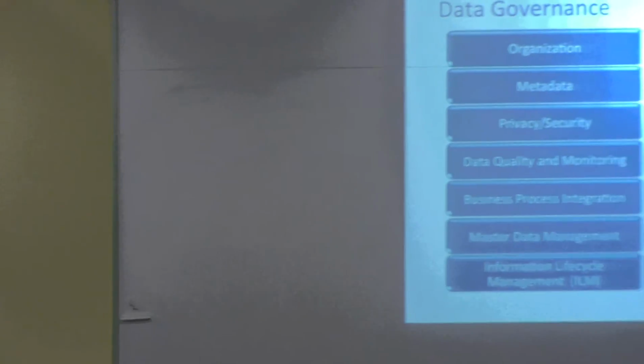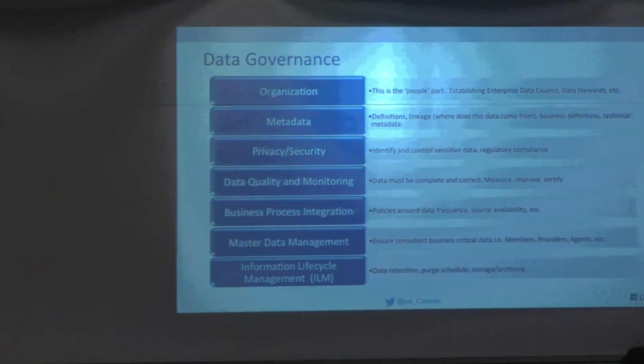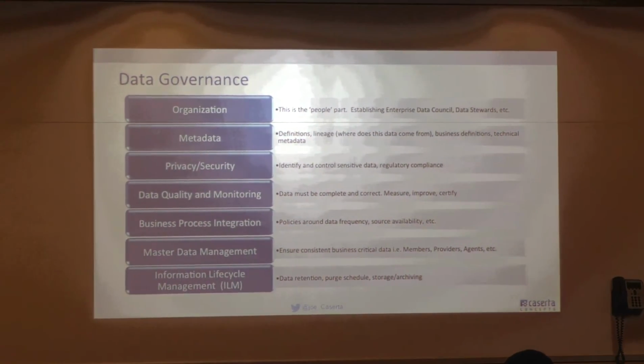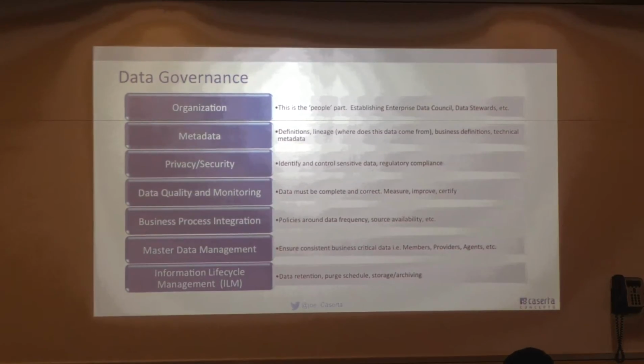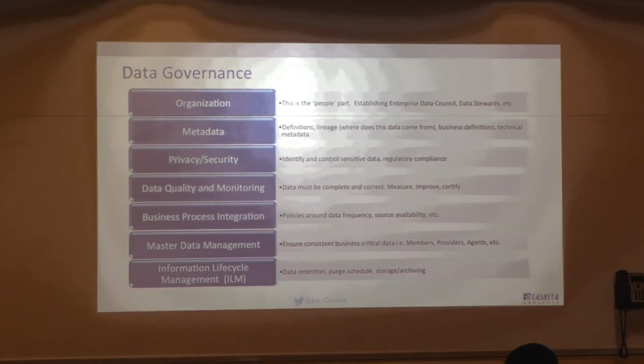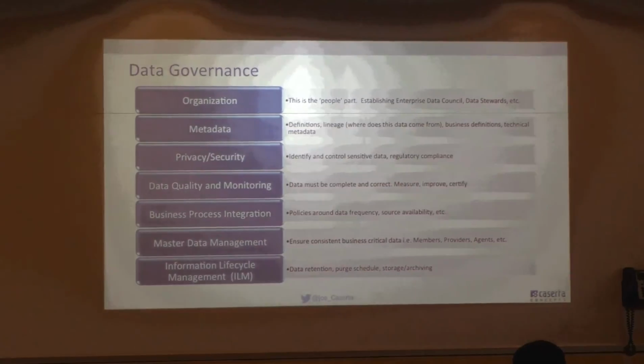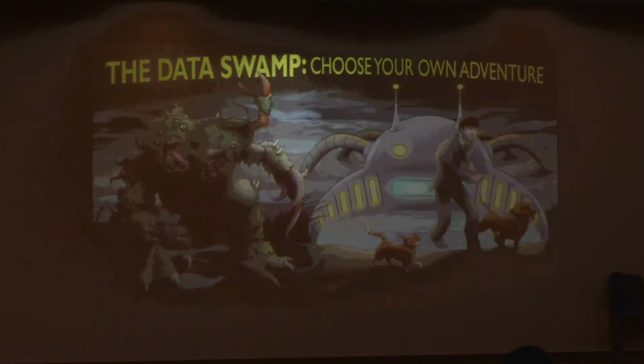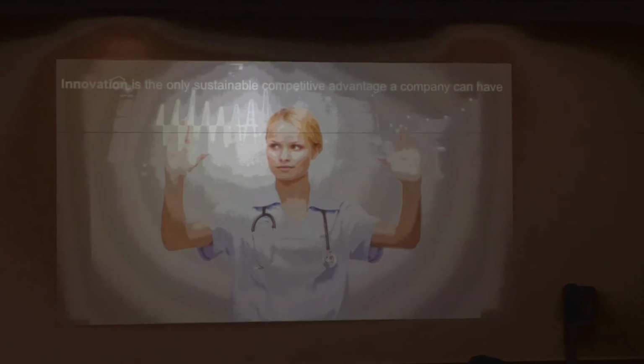So we have 7 different components. Data organization, that's the people part. Metadata, privacy, data quality, business process integration, master data management, and information lifecycle management. And business process integration, we kind of jumped over for a second, but I want to show it to you.